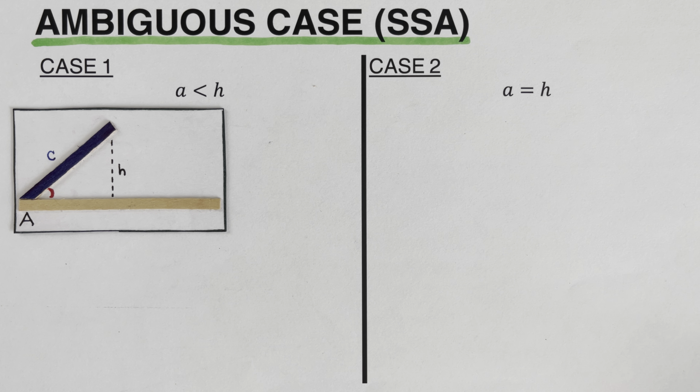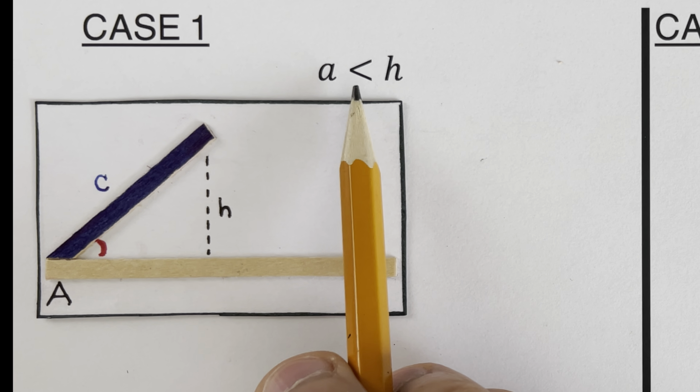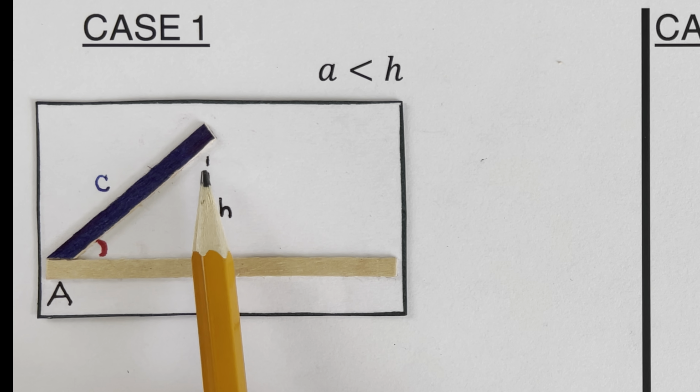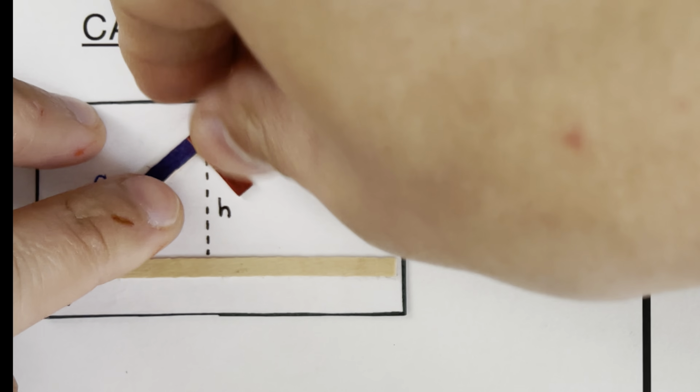Okay, let's take the first case. The first case is when a is less than h. So in this triangle, this is our h, or the height. This is side c and this is angle A. So in the first case, our a is less than h. So this will be our a right here.